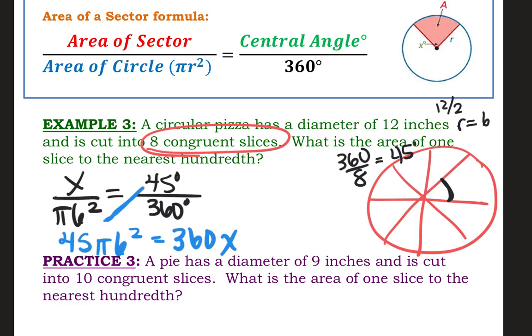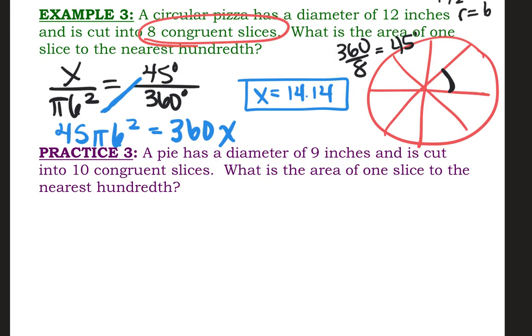All right, once you have it entered, after that, just press divide by 360. So now just hit divide by 360, and it divides your answer by 360. We get 14.1. Oh, it goes to the hundredths. 14.14. All right, that would be the area of one pizza.